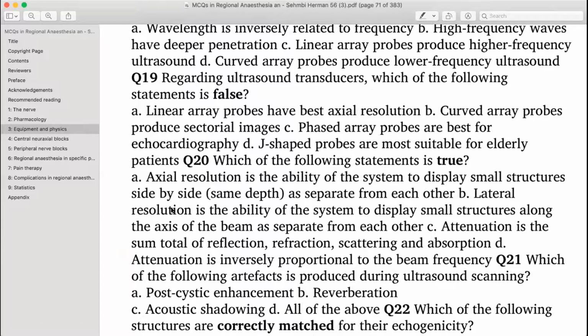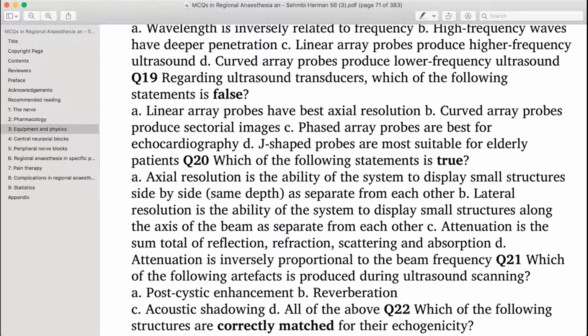Now the last question, the 20th. Which of the following statements is true? A. Axial resolution is the ability of the system to display small structures side by side, at the same depth, as separate from each other. B. Lateral resolution is the ability of the system to display small structures along the axis of the beam as separate from each other. C. Attenuation is the sum total of reflection, refraction, scattering, and absorption. D. Attenuation is inversely proportional to beam frequency.